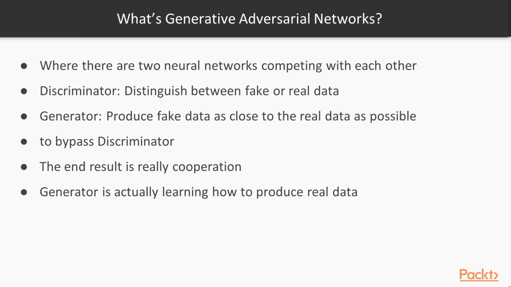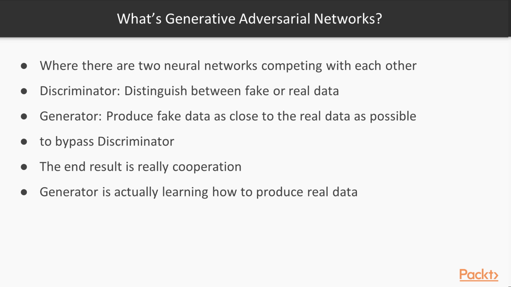The first one we call the discriminator, and its role is to distinguish between fake and real data. In this case, fake data is the data generated by a different network, and real data is the data from some kind of data set. Then we have the generator, and its role is to produce fake data and to bypass the discriminator. It will be trying to get really good at creating this fake data, and the discriminator is giving feedback to the generator about which data is pretty good and which is not really good.